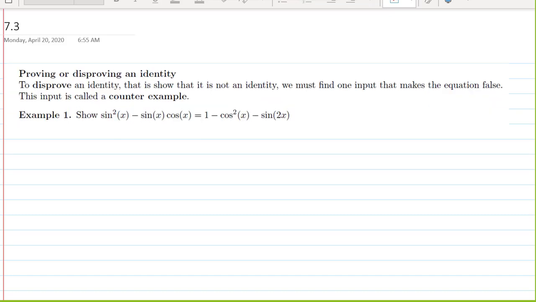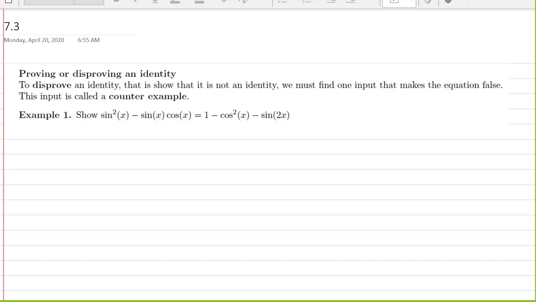Right, so in 7.3, we're going to be focusing on proving or disproving identities. So the first thing we want to talk about is how we disprove an identity. To disprove an identity, that is to show that something is not an identity, we must find one input that makes the equation false. This input is called a counterexample.